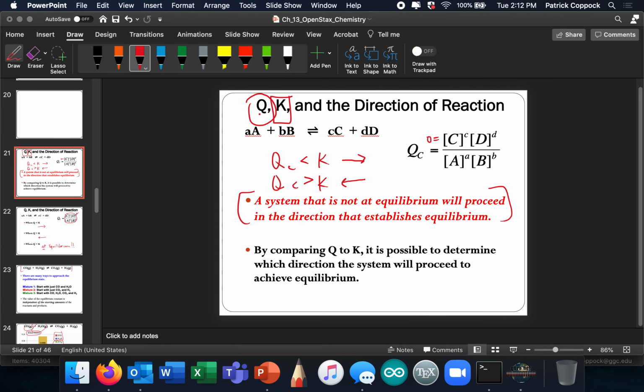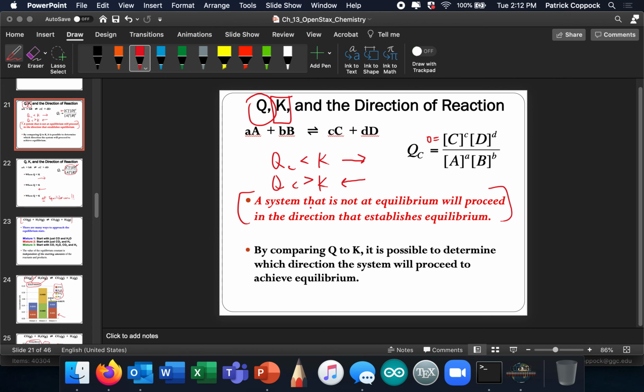If Q is too big, that means we have too many products, so the reaction is going to go toward the reactants. If Q is too small, then we don't have enough products and we're going to go toward the products, or go to the right. And if Q is equal to K, then we're already at equilibrium. Okay? And here's the really clutch rule here. A system that is not at equilibrium will always proceed in the direction that establishes equilibrium.